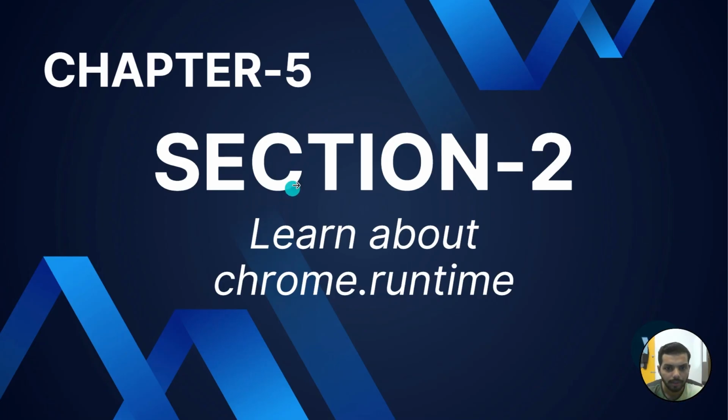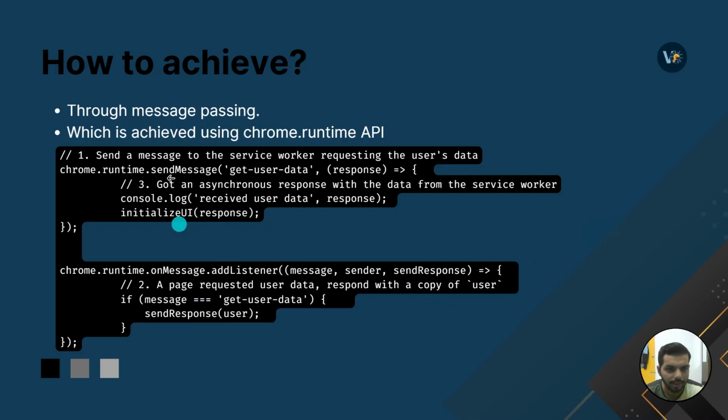Now section 2 is to learn about Chrome runtime. This is the basic code structure of how you can use Chrome runtime. There are basically just two things: sendMessage and onMessage. sendMessage is used to send a message, and onMessage.addListener is used to receive a message.